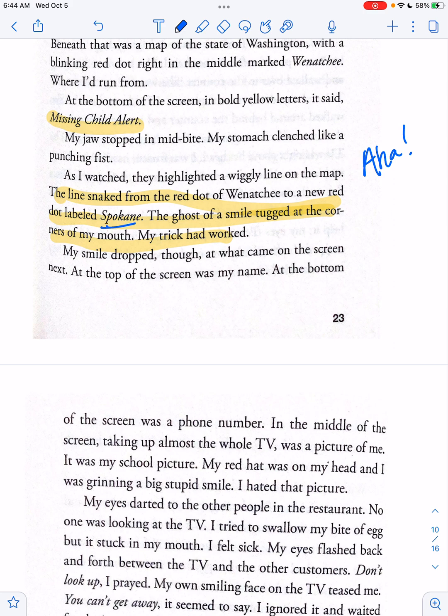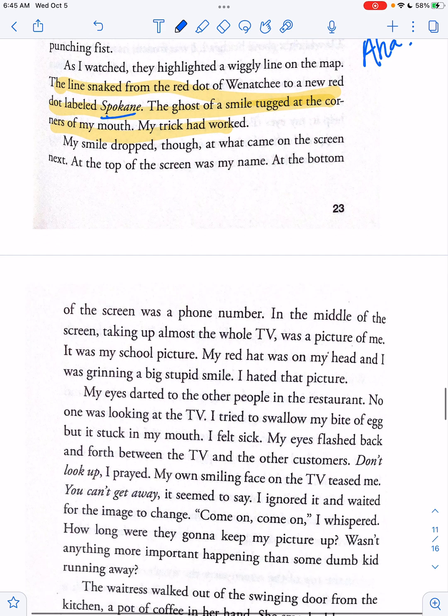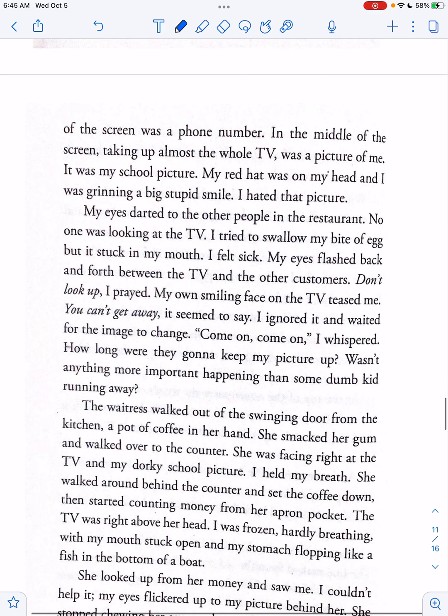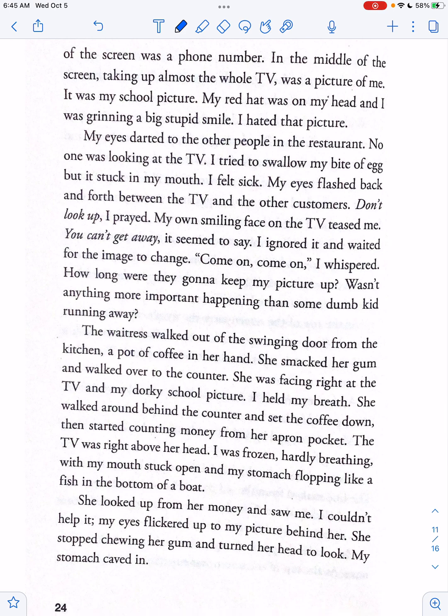My smile dropped, though, at what came on the screen next. At the top of the screen was my name. At the bottom of the screen was a phone number. In the middle of the screen, taking up the whole TV, was a picture of me. It was my school picture. My red hat was on my head, and I was grinning a big, stupid smile. I hated that picture. My eyes darted to the other people in the restaurant. No one was looking at the TV.